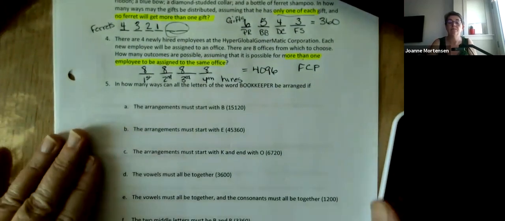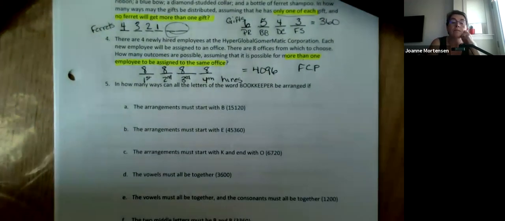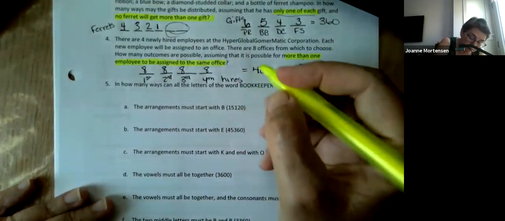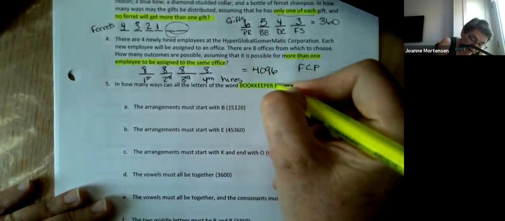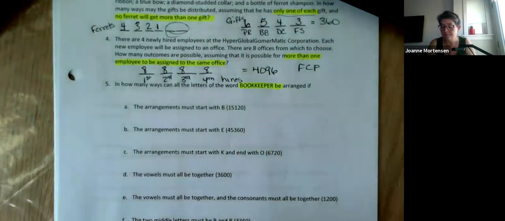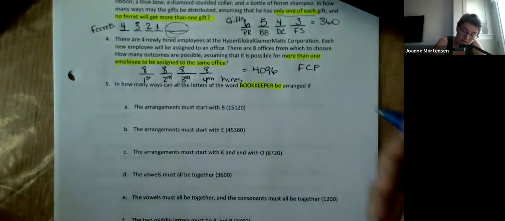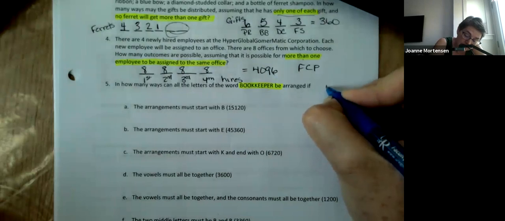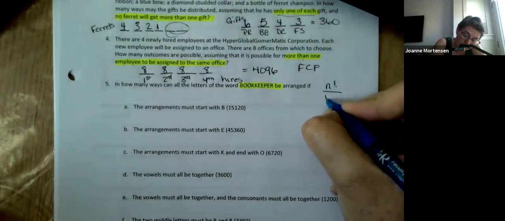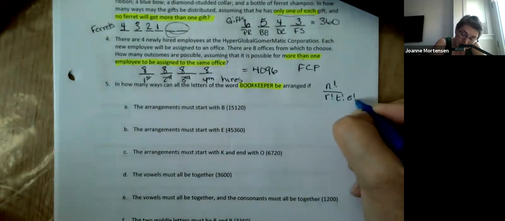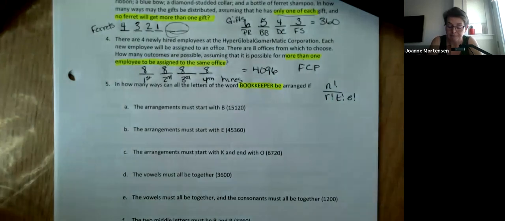Ooh, the bookkeeper. In how many ways can all the letters of the word bookkeeper be arranged? Okay, the moment you see this, you know it's going to have that repetition formula. So that is n factorial over r factorial t factorial. Apparently I don't know my letters today. So total choices and repeats.